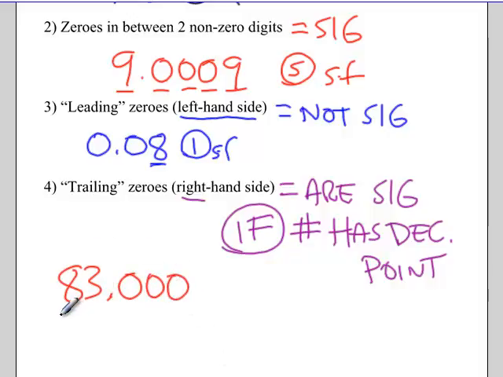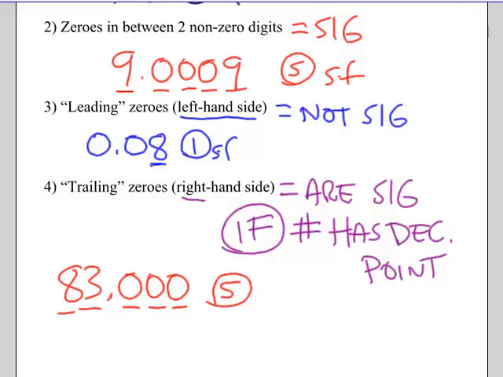83.000. Rule number 1 says the 8 and the 3 are always significant. These are trailing zeros on the right hand side, and the number does have a decimal point, so those zeros are also significant. This has 5 sig figs.